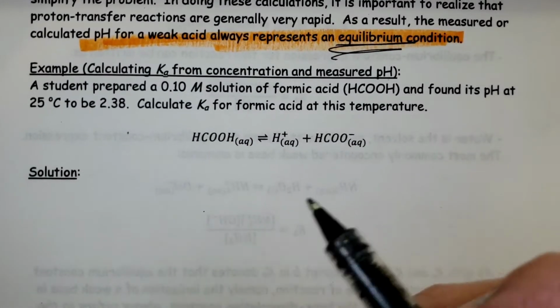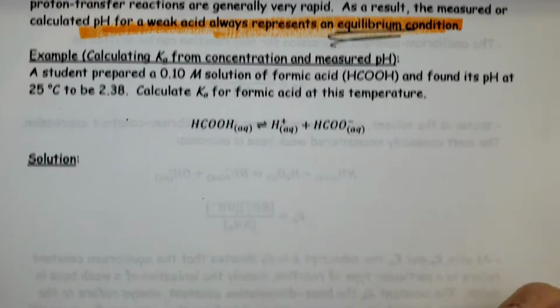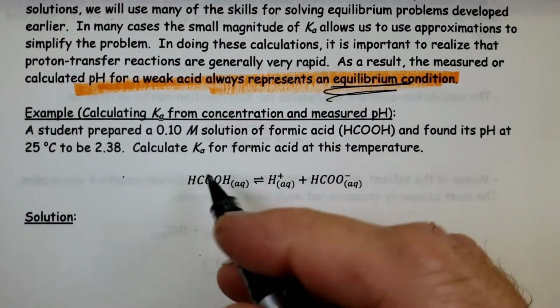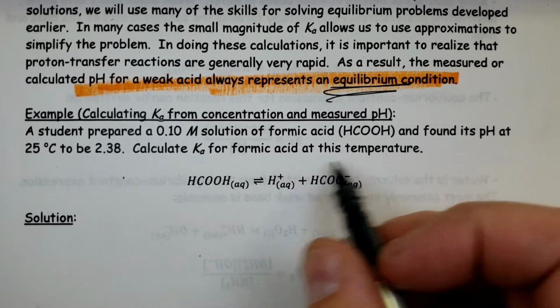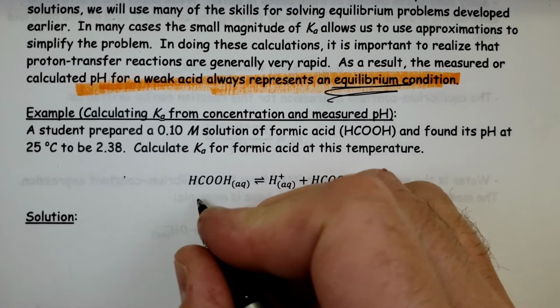So we'll take a look at these two examples. We'll look at calculating Ka from pH and then vice versa down here with this one. So a student prepared a 0.1 molar solution of formic acid and found its pH at 25 degrees C to be 2.38. Calculate the Ka.